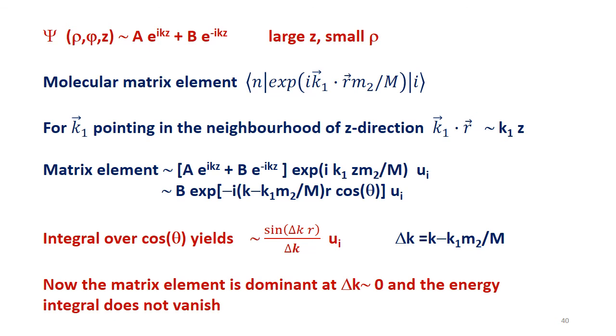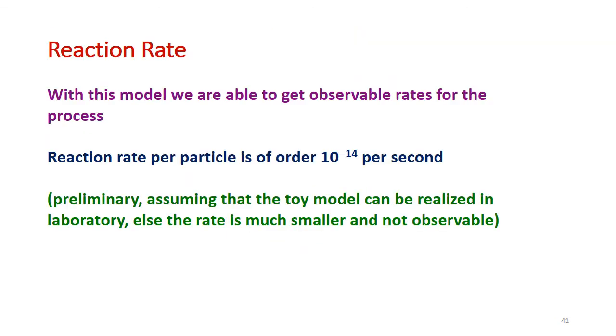Then you need to do an integral over cosine theta. This yields a sinusoidal function over delta K, where delta K is basically this difference. Now we see that the matrix element is dominant at delta K equals 0. And the energy integral we have verified does not vanish. In fact, it gives a very large contribution. So for this very simple toy model case, we actually get a very large contribution.